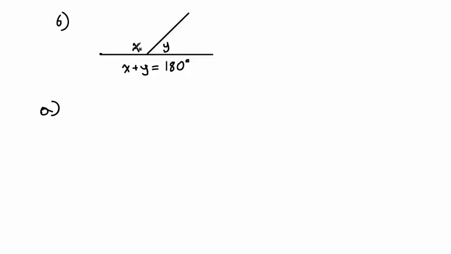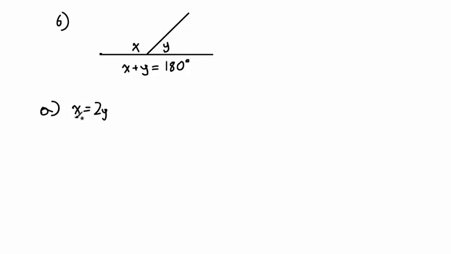Okay, so we need to let one of the angles be twice the size of the other. Now, it doesn't matter which one you pick. It could be x or y. But based on this diagram, I'm just going to pick x to be equal to 2y, double the size of y, because it looks like the x angle is much bigger than the y angle. It almost looks like it's twice as big.